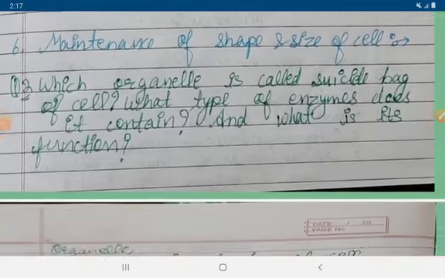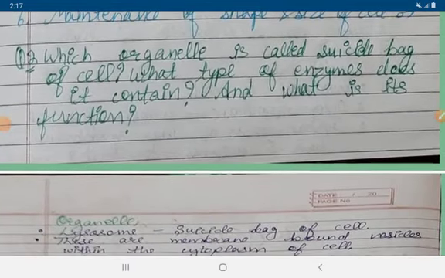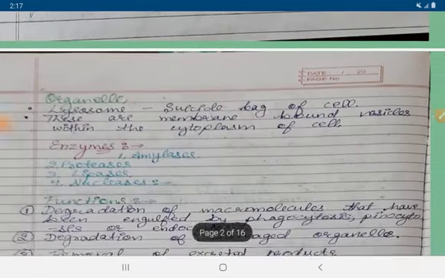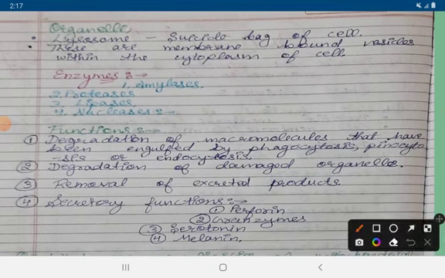Now our next question is, which organelle is called the suicide bag of the cell, what type of enzyme does it contain, and what is its function? So lysosome is known as the suicidal bag of the cell. Lysosomes are membrane bound vesicles within the cytoplasm of the cell.